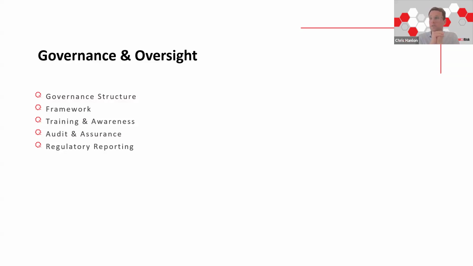And one of the things we've seen that's become increasingly popular over the last couple of years with regard to third-party risk management is the idea of having a contract owner or relationship manager that might be in the first line.